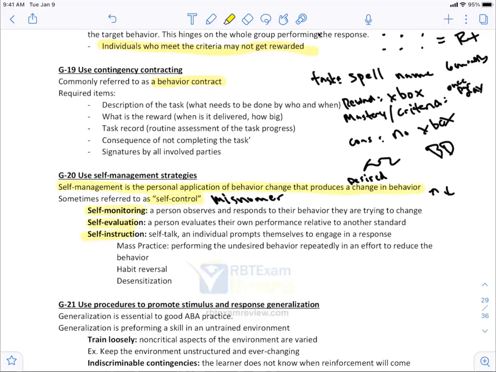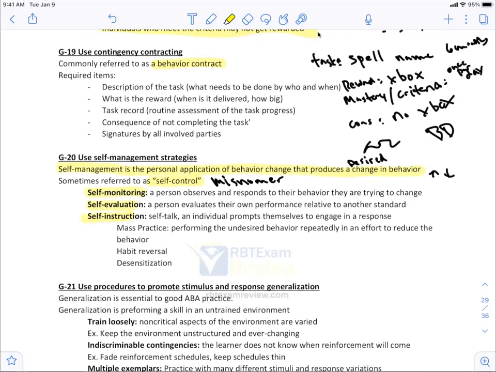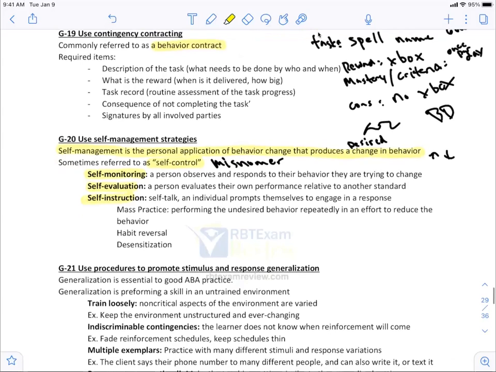Other ways, mass practice, okay? So if you continue to screw up, maybe you perform the undesired behavior repeatedly in an effort to reduce the behavior. Again, kind of a little bit like negative practice, right? Habit reversal, you're trying to reverse and break some of your habits. And then desensitization, okay, desensitizing yourself to stimuli in the environment.